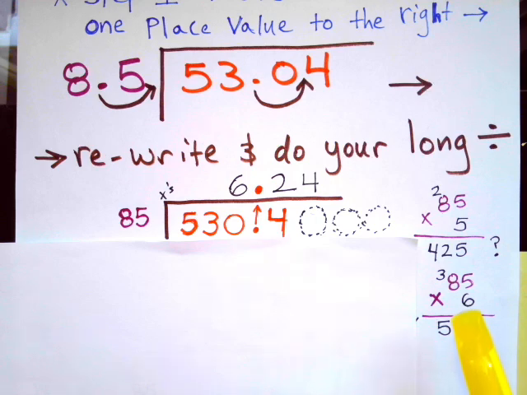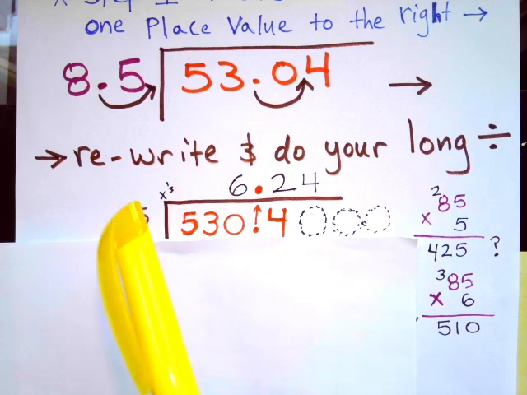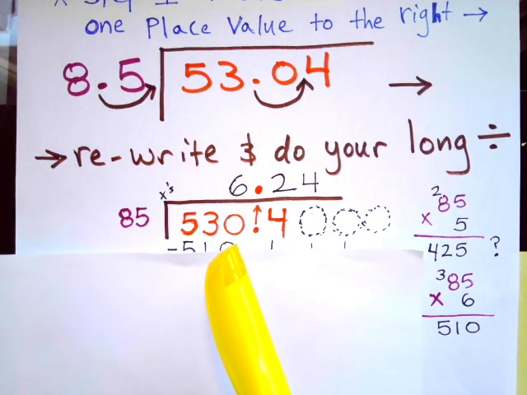We all have them, right? So again, let me start over. 6 times 5 is 30, so 0, 3. 8 times 6 is 48, 49, 50, 51. So 510. 85 times 6 is 510. Is that greater than 530? No, right? So I know that 6 times 85 gives me closest to 530 without going over.